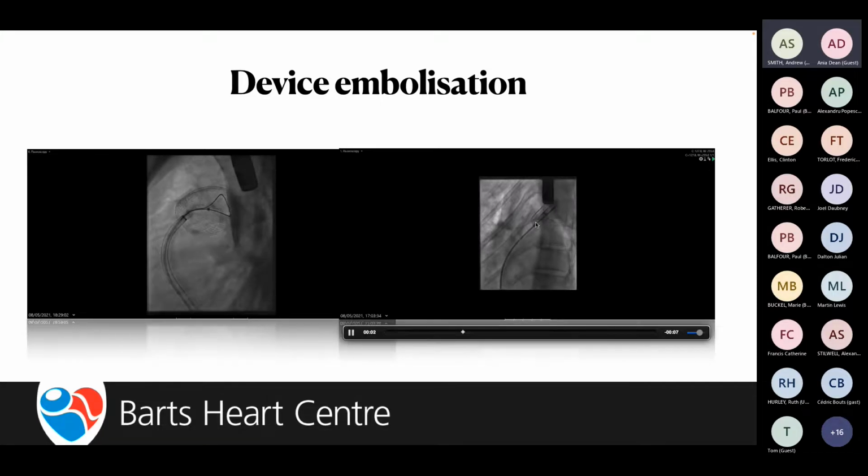And this is just a slightly other view, so you can see the device from the side and the snare just behind it here.